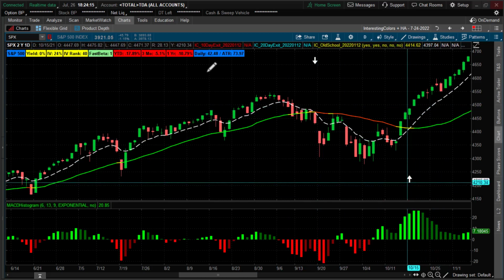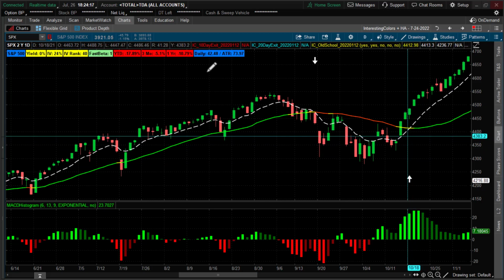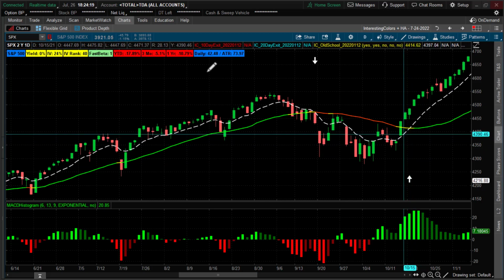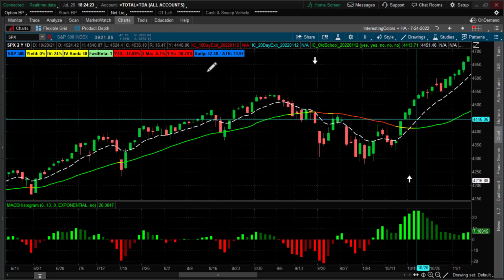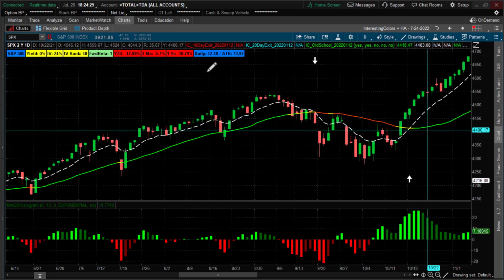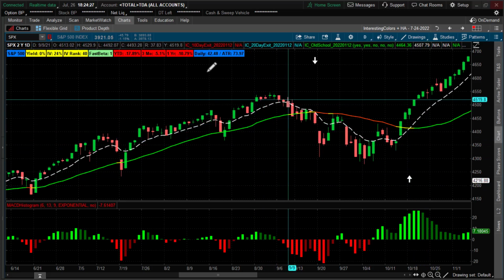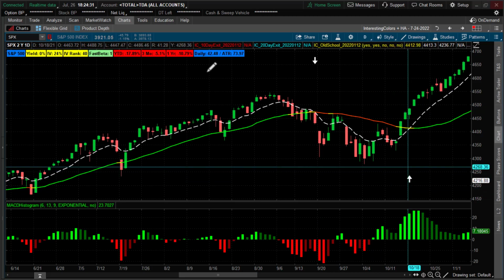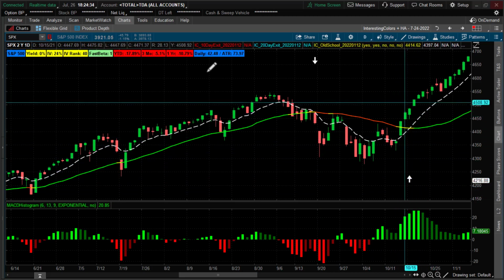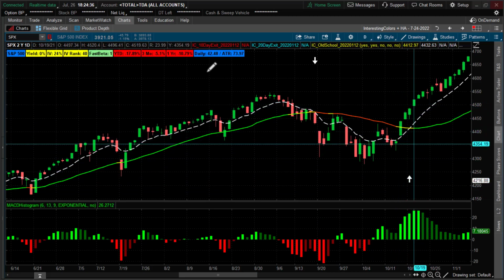And if it's an up arrow, it means that the 10-day exponential moving average has just crossed above the 30-day simple moving average. So a down arrow is a death cross, and an up arrow is a golden cross for the indicator.